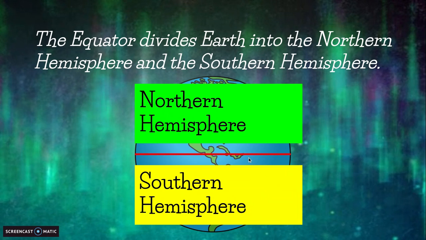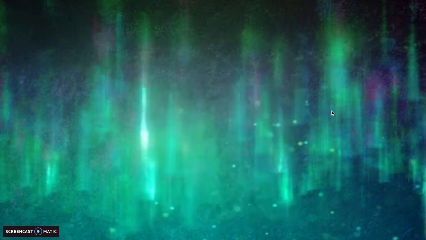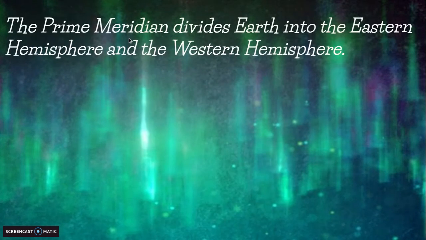Okay, so we use the equator for the northern hemisphere above the equator and the southern hemisphere below the equator. The prime meridian divides Earth into the eastern hemisphere and the western hemisphere.